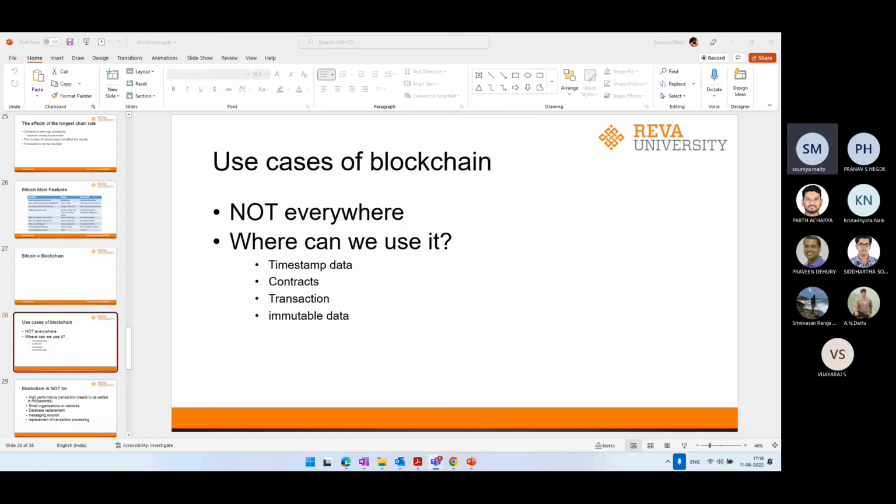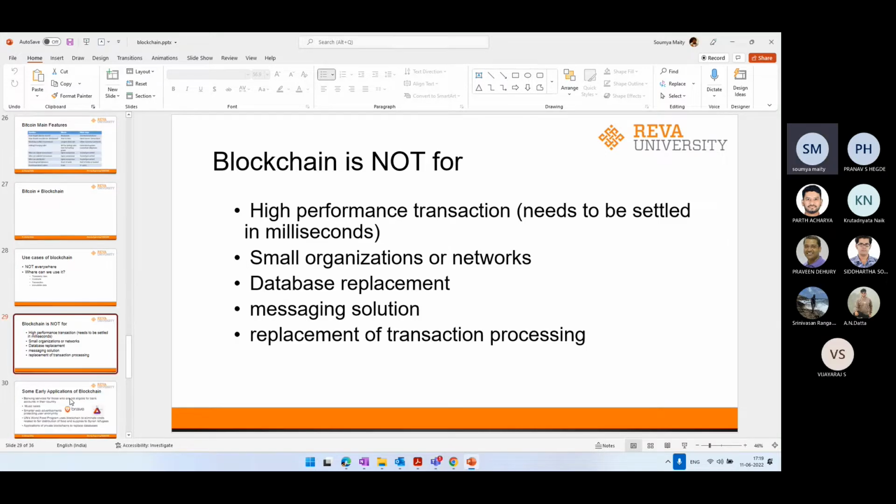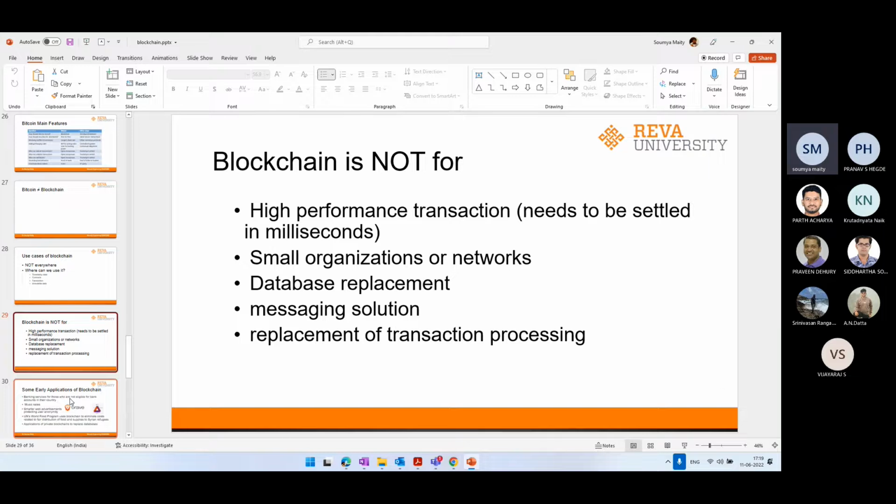In fact, just imagine it is creating 1 GB of data, and the blockchain takes 1 hour to find those 30 trillion leading zeros. So what will happen to the next hour of data? It's crazily costly. So blockchain is not good for high performance transactions. It is not good for small organizations or networks. There is no point in doing that.